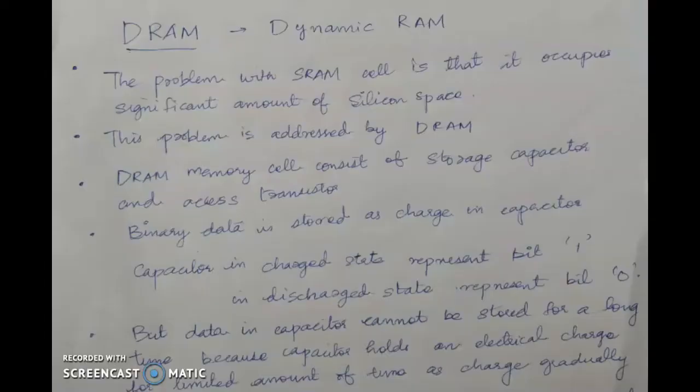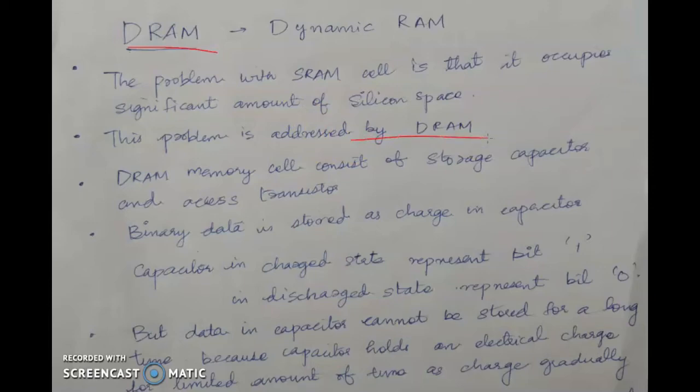Welcome to this session. In this class, we will be discussing DRAM, which is dynamic RAM. In an SRAM memory cell, you have learned that it requires 6 transistors, so it takes a significant amount of silicon space, and as a result, it has low storage density. In order to address this problem, DRAM was invented.